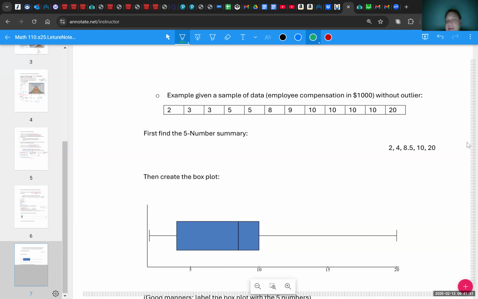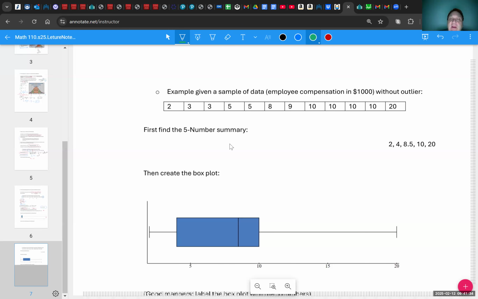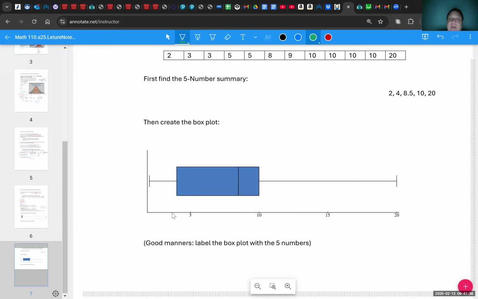And the box plot, made the same way as before, choosing box plot. This box plot is much nicer than the previous one. Again, good manners will tell you to label your box plot. So I write 2 here as my minimum value, 4 is here, 8.5 is the median, 10 is the Q3, and 20 is here. And again, this shows us the IQR, that middle 50%.